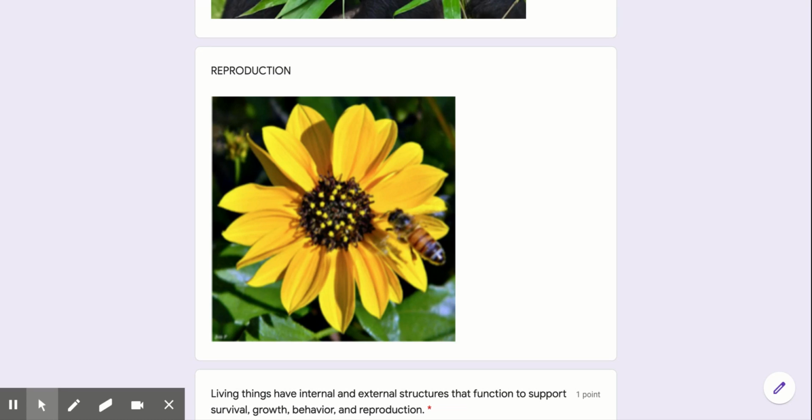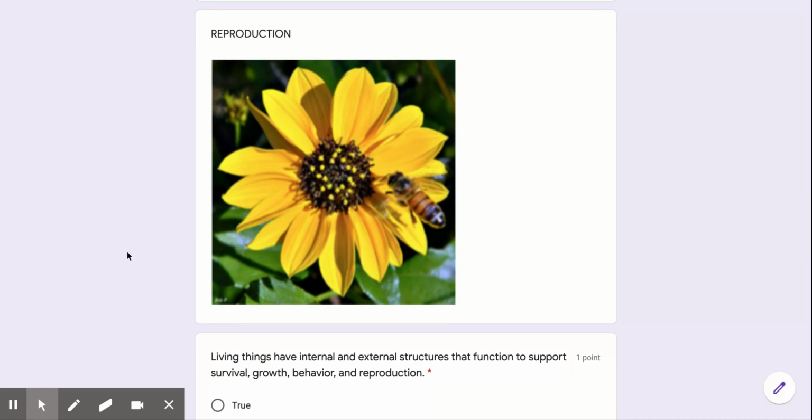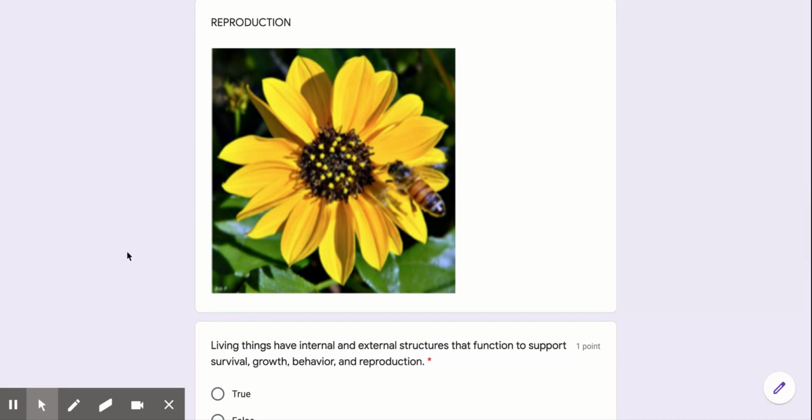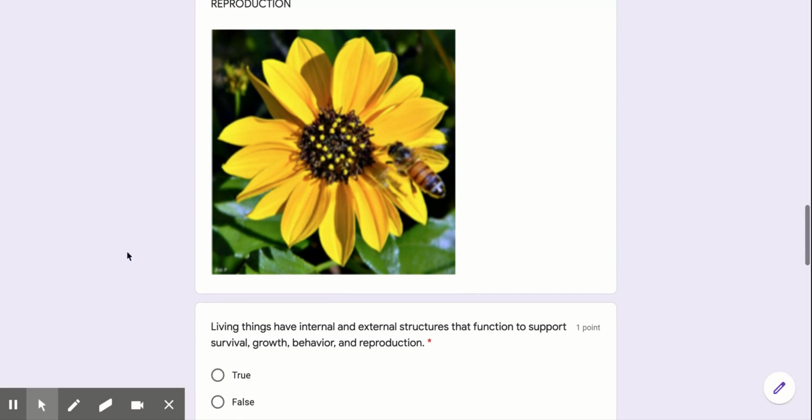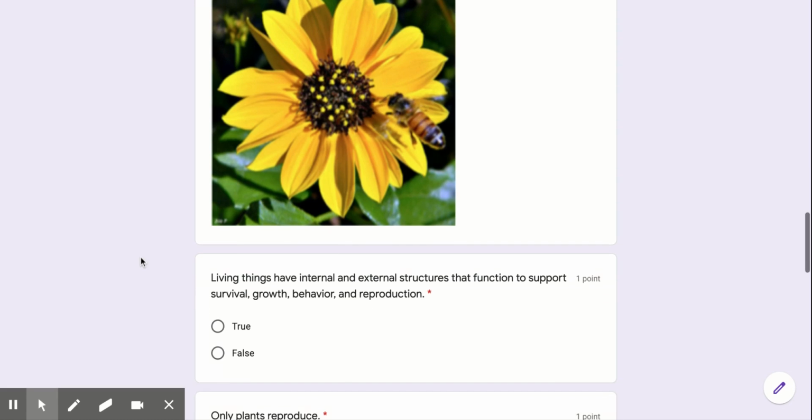So we have learned that some plants have flowers that help them to reproduce, and bees help in that process of pollination, which is helping to move seeds across the ground in order for the seeds to grow into new plants.